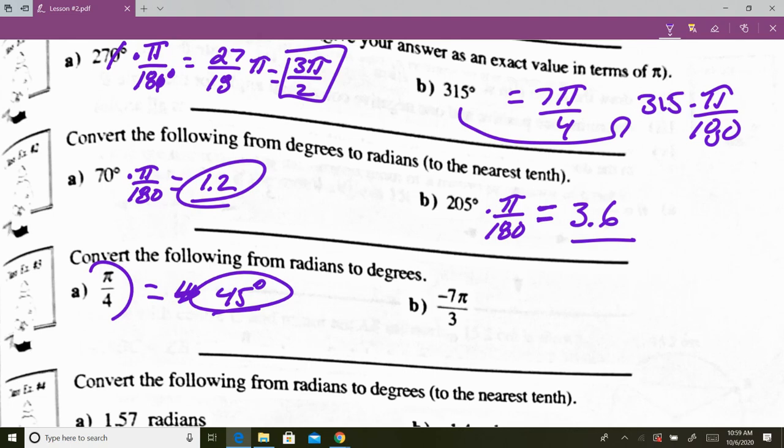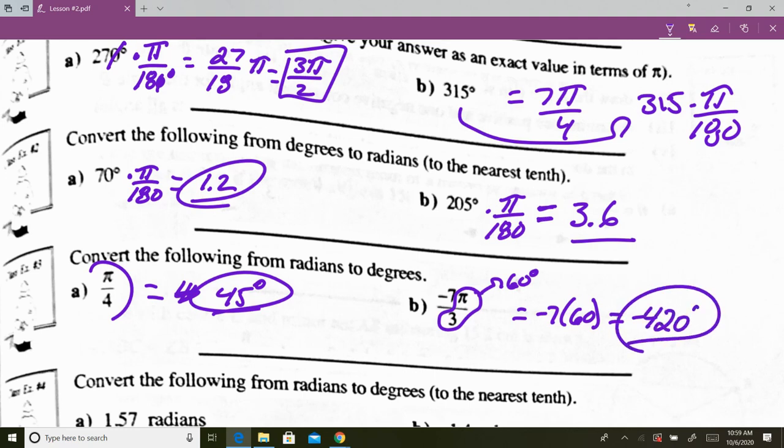Negative 7 pi over 3. Pi over 3 is from the previous page. What's pi over 3? 60. How many 60-degree angles do I have? I got 7 of them. So it's equal to negative 420 degrees.